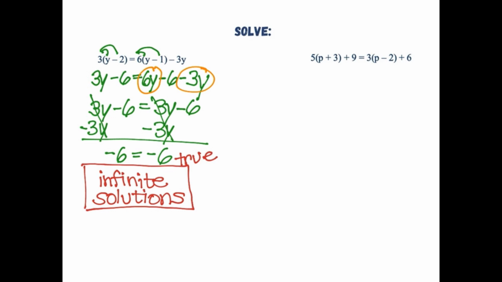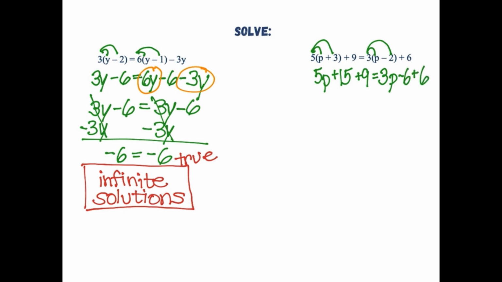Alrighty, let's move on to the next one. Again, similar, a couple more steps though. So first thing I do is look over my whole problem just to kind of establish a game plan. When I look it over, I see parentheses, so let's start there. We're going to distribute both sets of parentheses. That will give me 5p plus 15 plus 9 equals 3p minus 6 plus 6.